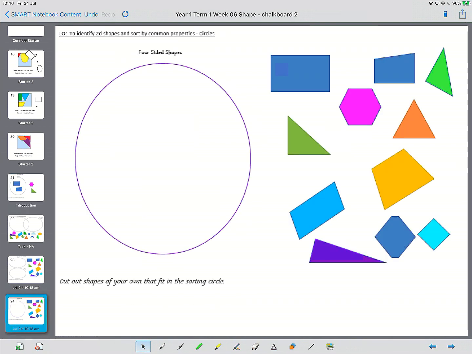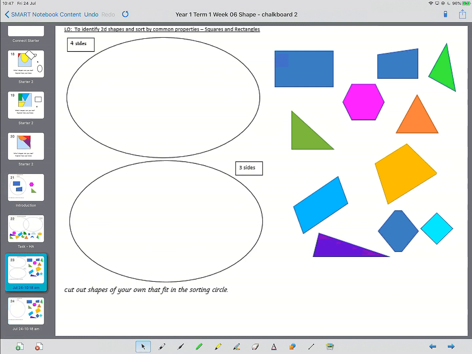So, if you want to do more of that, you can either print the sheet or find shapes of your own, or even find objects around the house and put them in and find ones which have got 4 sides. They do not need to be 4 rectangular sides. They can be any 4-sided shape in this collection here. 4-sided shapes are also known as quadrilaterals, but again, you don't need to worry about that till you're in year 5. So, that's probably the simplest one because we've already modelled it.